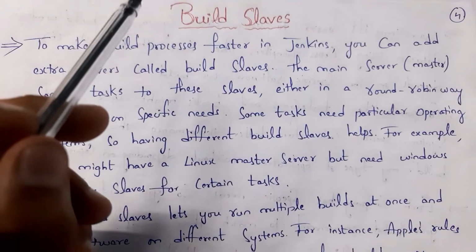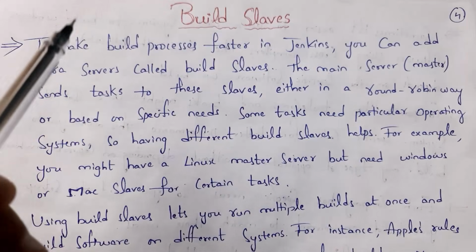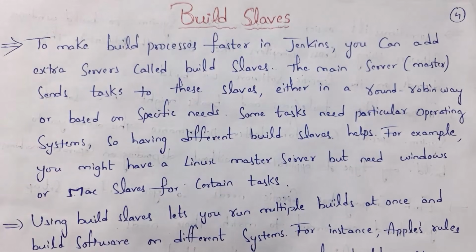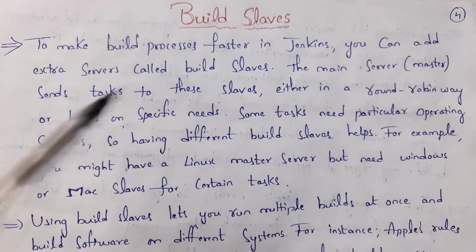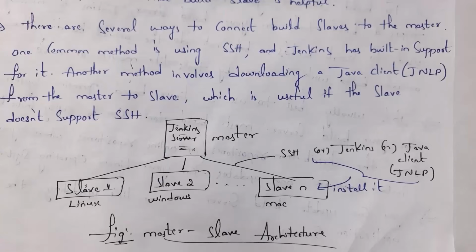To make the build process faster in Jenkins, you can add extra servers called build slaves. The main server sends tasks to the slaves either in a round robin way or based on specific needs. Guys, the Jenkins server will send tasks in round robin way, like first to this server, next to this server, next to this server, and again first server, second server and so on.